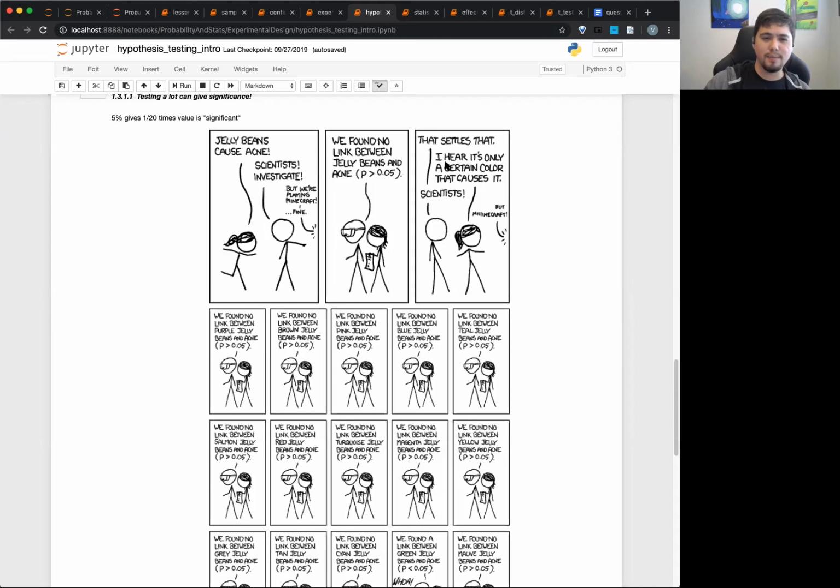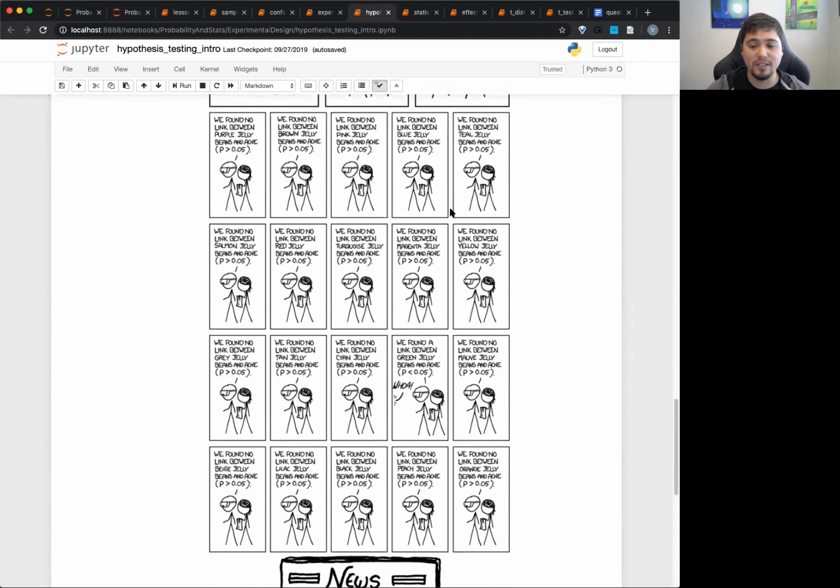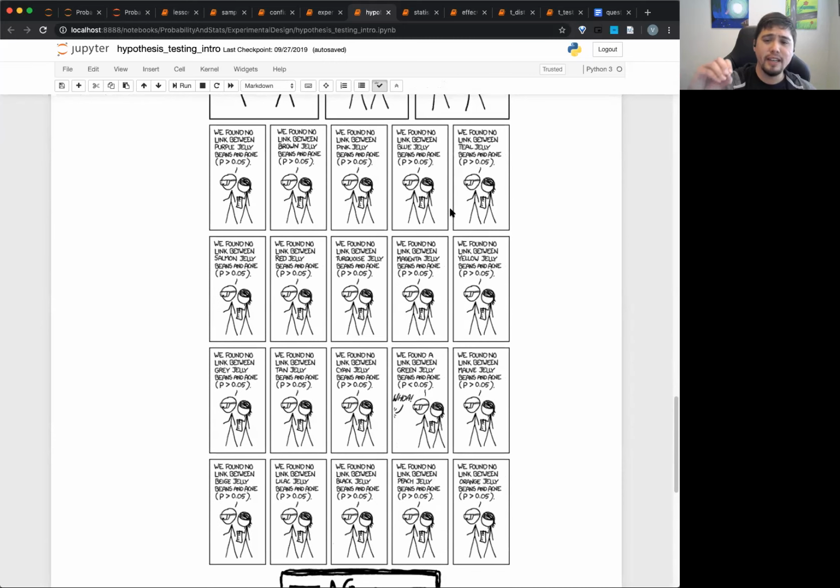Now, you guys knowing jelly beans probably have a good guess. Do you really think jelly beans cause acne? Probably not. But also, would the color really matter? Probably even less so, right? But what's kind of cool is that they actually show this with 20 different colors. That's why XKCD is so good. And you can read all of this stuff.